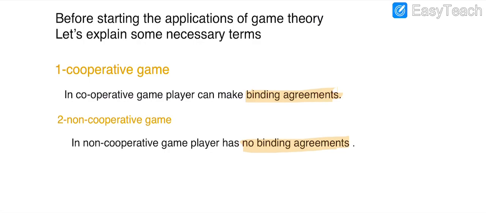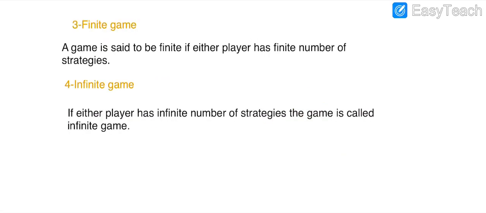Third, finite game and infinite game. Actually, a finite game is one in which the player has a finite number of strategies which the player is going to adopt from the starting of the game. If the player is in the position to adopt a finite number of strategies, it is called a finite game, and if the player is in the position to adopt an infinite number of strategies, it is called an infinite game.